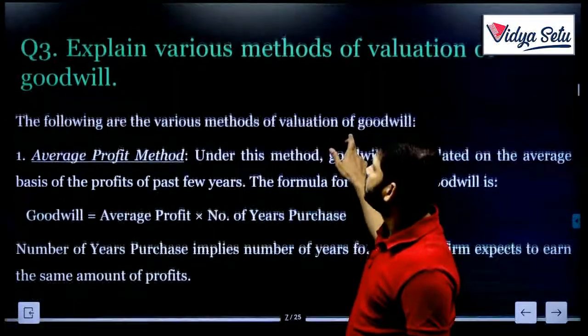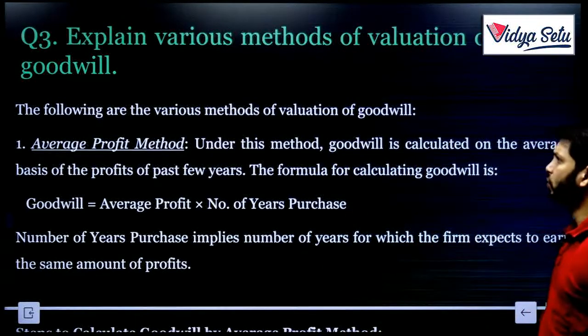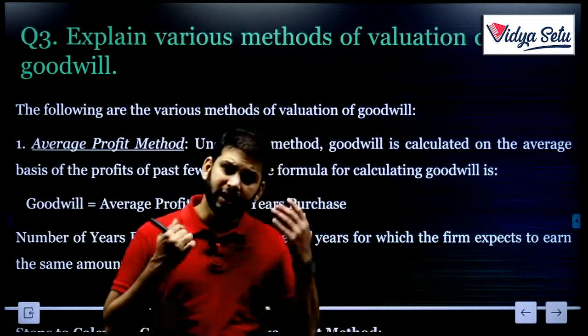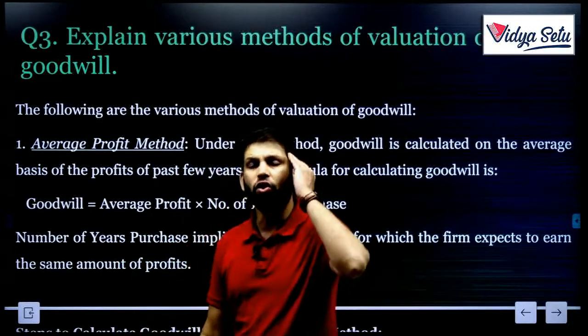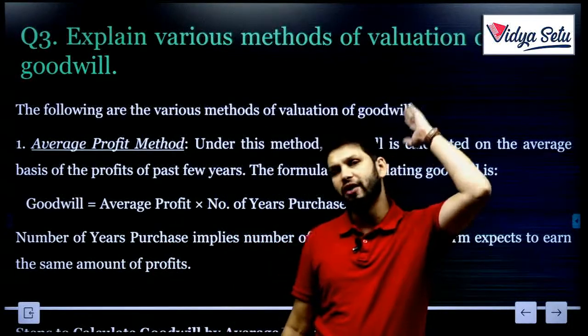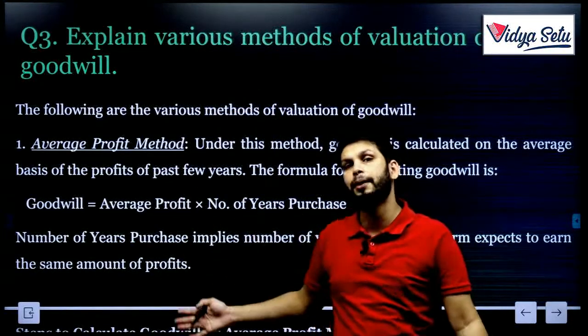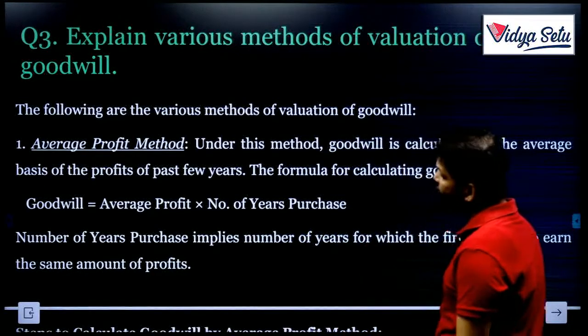Now, this is a very good question. I guess 7-8 pages will go in this question. What is this? Explain the various methods of valuation of goodwill. Now, this being a very long question is the easiest question. Why? Because all these steps are in our mind. We have solved these, how we valued goodwill with these steps in our previous questions. Okay, so the following are the various methods of valuation of goodwill.